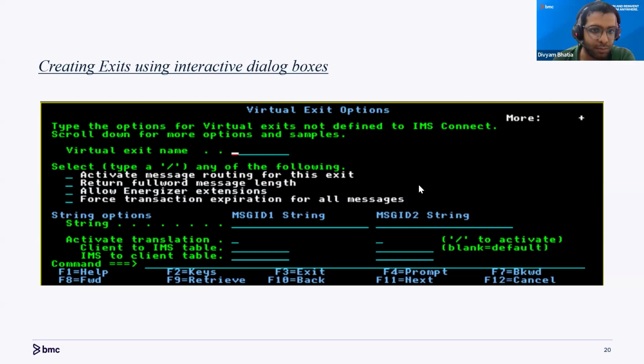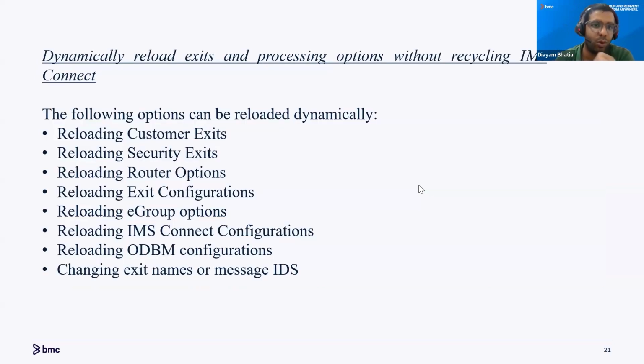So this is one interactive dialog box that we were talking about, and this is how we are going ahead and trying to manage things dynamically. Once that's done, we do have some options for dynamically reloading the exits and processing options without recycling IMS Connect. So we can recycle customer exits, security exits, router options, exit configurations, and different things. These are all done through basic commands, which the product has embedded in itself.